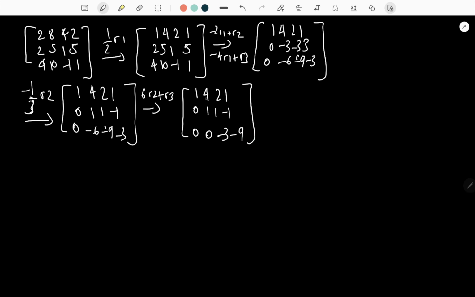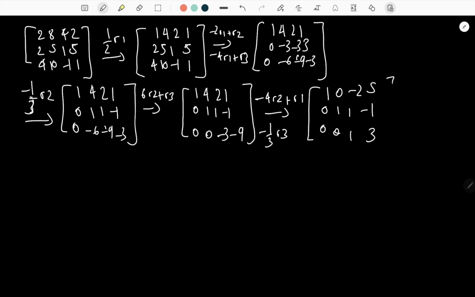We also have to get rid of this 4 above it, so we need to do minus 4 R2 plus R1, my bad. So it is going to be 1, 0, minus 2, 5, and everything else stays the same. We can just do one more step here, which is minus 3 R3 to convert this into 1 and 3.